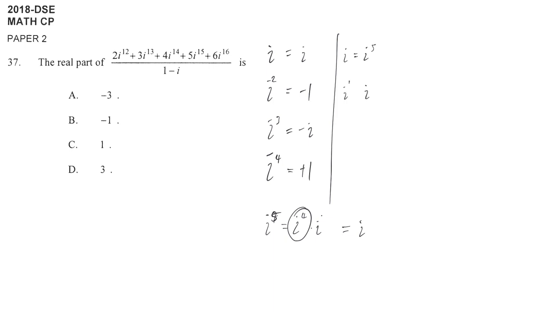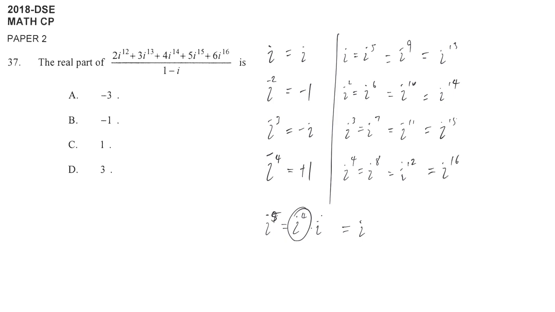i squared equals i power 6. i power 3 equals i power 7. i power 4 is equal to i power 8, that means 1. Then i power 9, i power 10, i power 11, i power 12, i power 13, 14, 15, 16. So that's the method to handle these large powers.